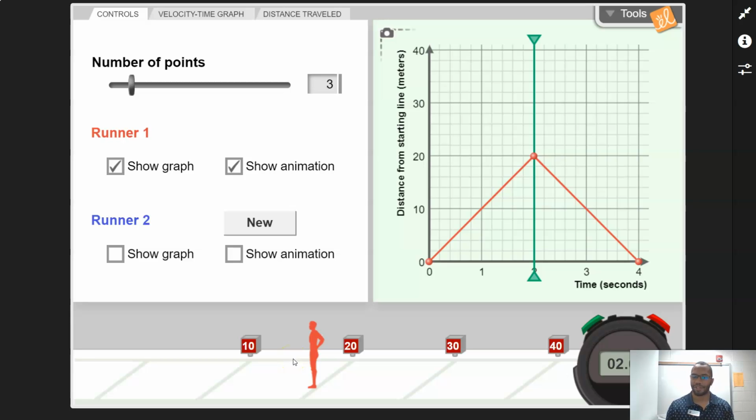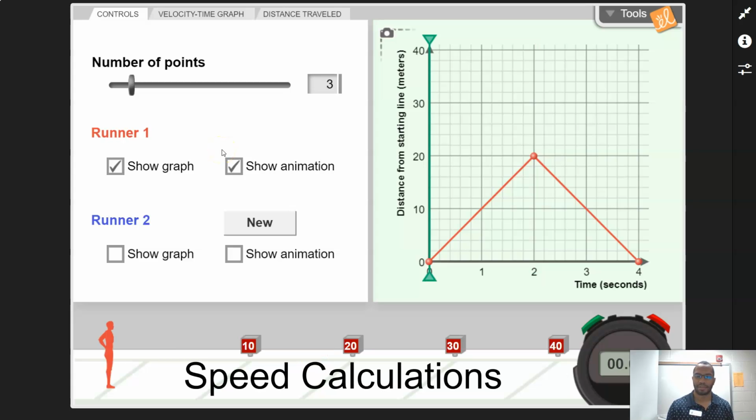So remember the difference between distance and displacement. Displacement is where you are from where you started. Distance is simply how far you traveled. It doesn't matter the direction. It's just how long the trip was. How far did you travel?